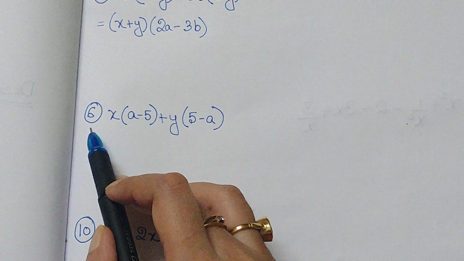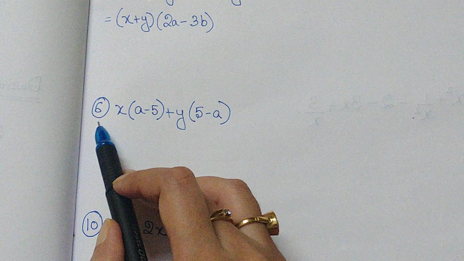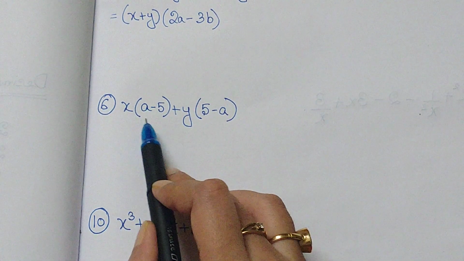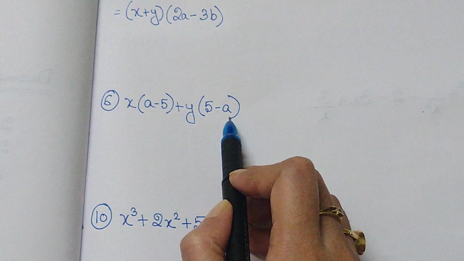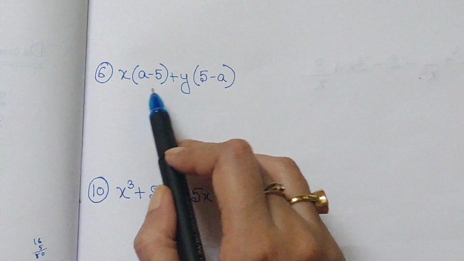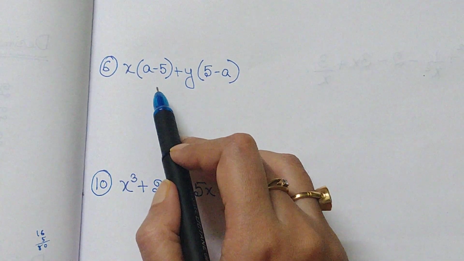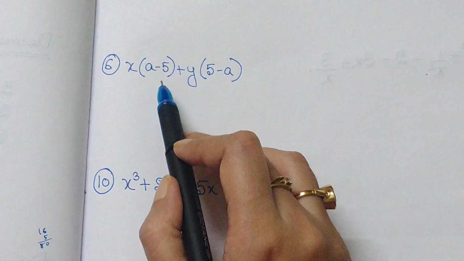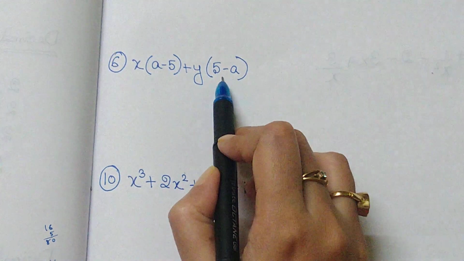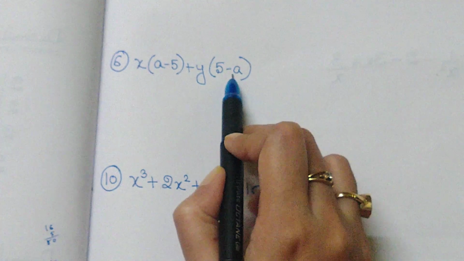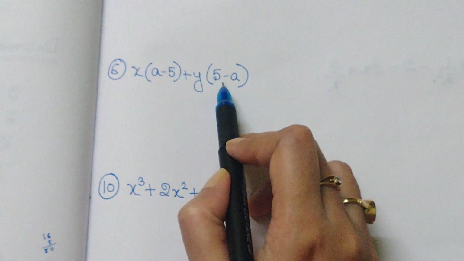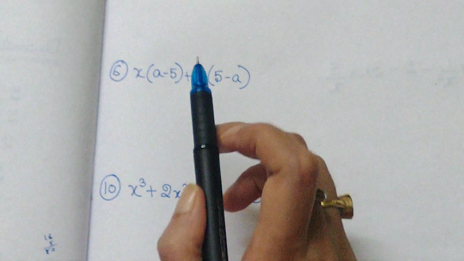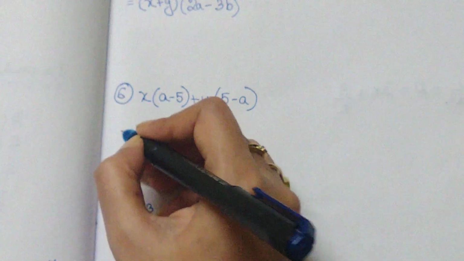Next sum. Sum number 6. x into a minus 5 plus y into 5 minus a. As you can see that I can use the common factor method, but the thing is that in both the cases everything is same except the sign. So I need to make the sign also equal so that I can take out the common. So what will I do?